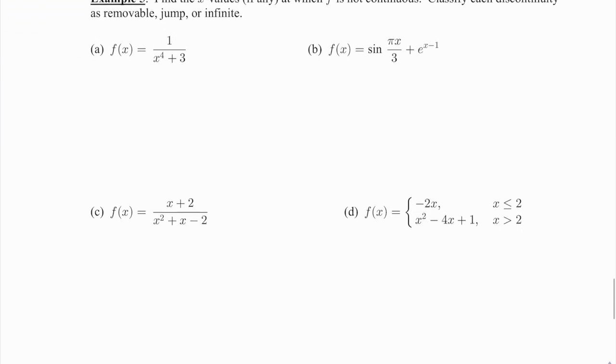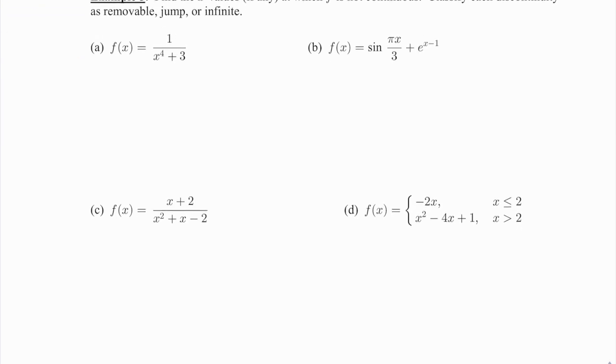All right. Then moving on to example 5, now we're just looking for the x values, if there are any, at which the function is not continuous, and then we want to describe each discontinuity as either removable, jump, or infinite. So the first one, f of x is 1 over x to the 4th plus 3. This is a rational function, so it's continuous on its domain.